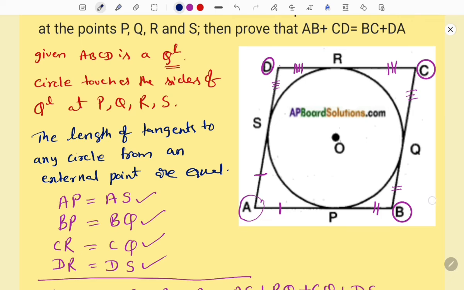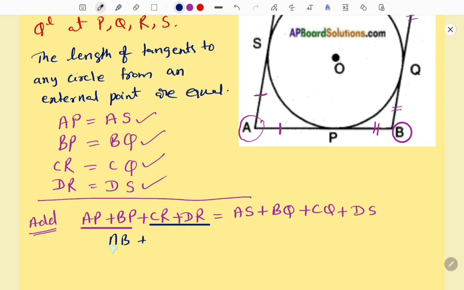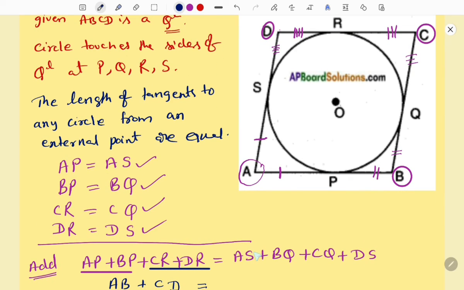From the figure you can see, CR plus DR is equal to CD. Therefore, CD is equal to AS plus DS. Now you can add these both. See, this is AS, this is AS, and this is DS. AS plus DS is equal to AD.